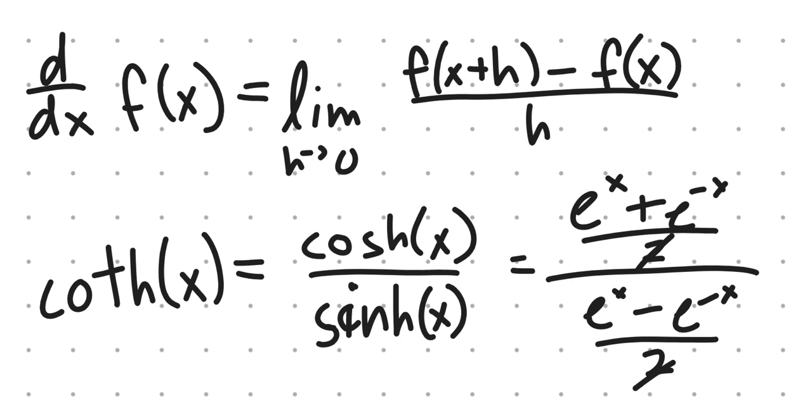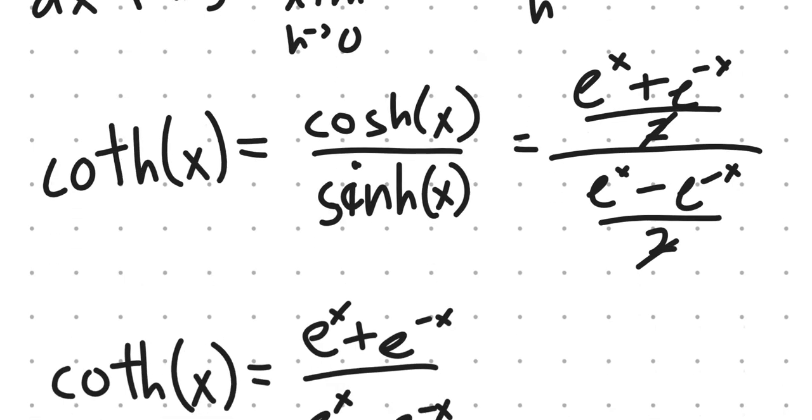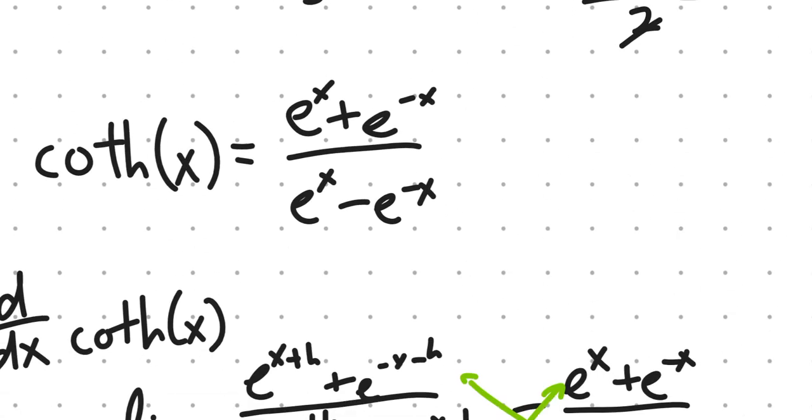Now, cotangent hyperbolic of x is equal to the cosh of x divided by the sinh of x. With the help of Euler, we can represent those two functions using the exponential function e to the x. So the cosh of x is equal to e to the x plus e to the negative x over 2, and the sinh of x is e to the x minus e to the negative x over 2. The 2's cancel out, and we have cotangent hyperbolic of x equal to e to the x plus e to the negative x over e to the x minus e to the negative x.